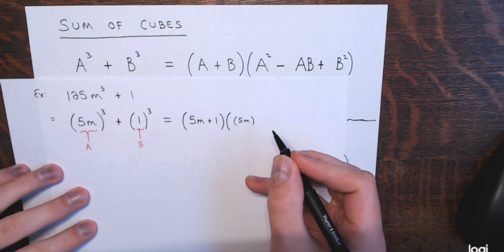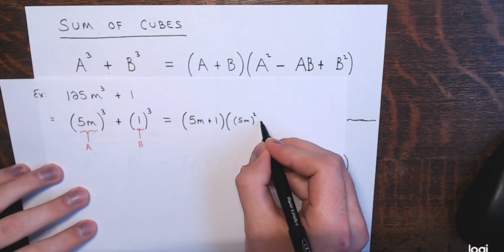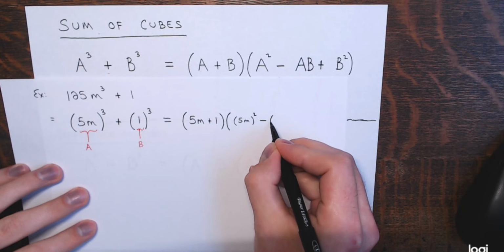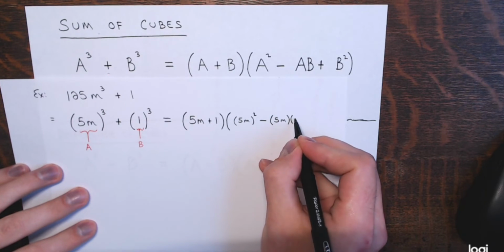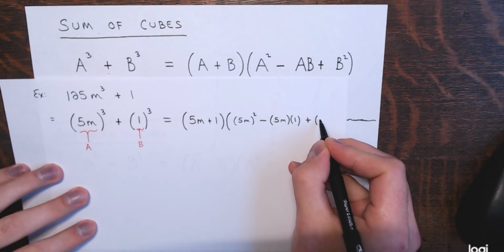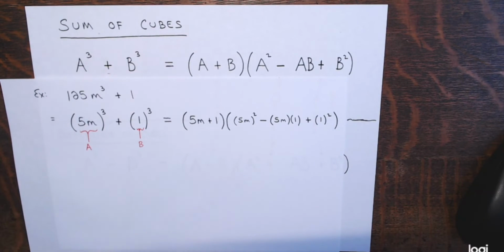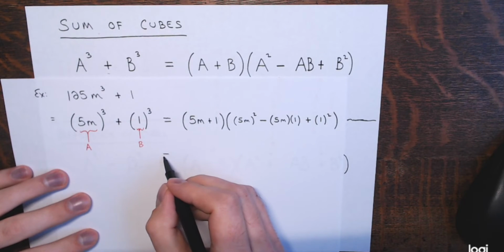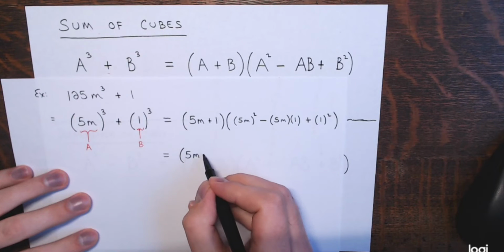That's a, 5m squared, minus a times b, 5m times 1. Then always plus, and then b squared, 1 squared. I'm just replacing all the capital A's with 5m, all the capital B's with 1. And then of course we simplify. 5m plus 1 for the binomial factor.